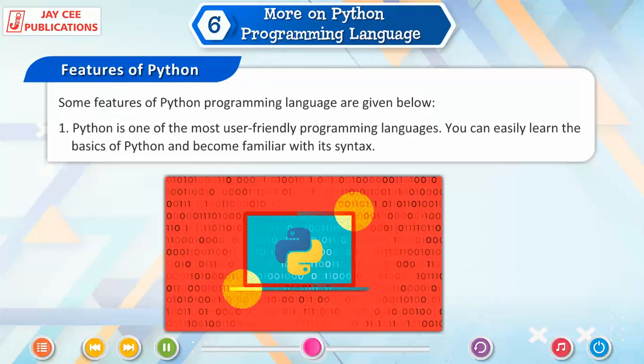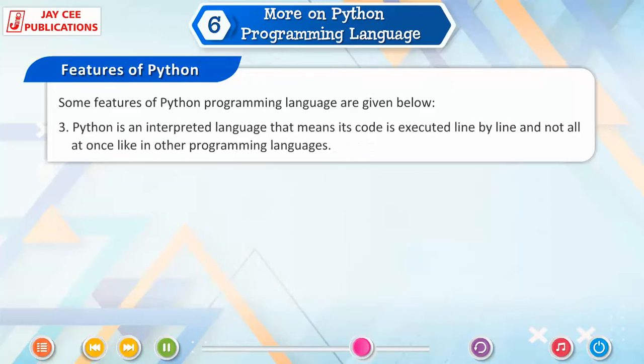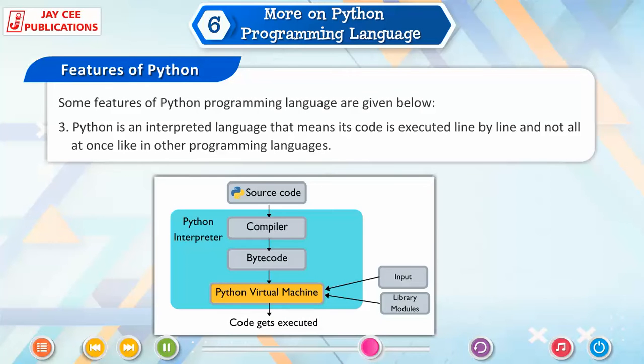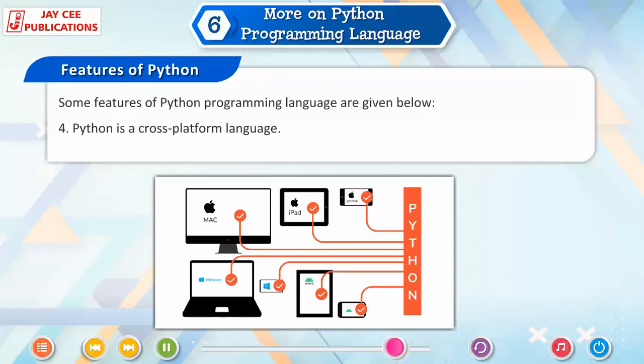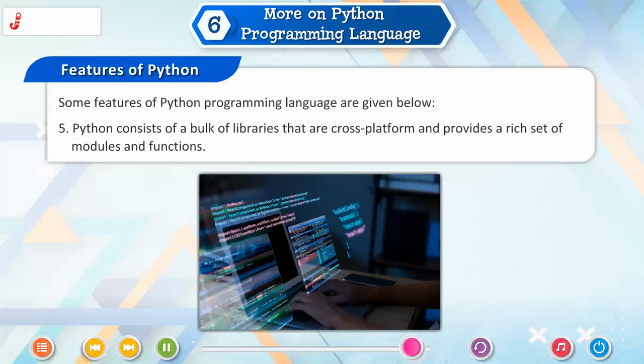1. Python is one of the most user-friendly programming languages. You can easily learn the basics of Python and become familiar with its syntax. 2. The syntax of Python is very easy. It generally comprises words from the English language. 3. Python is an interpreted language. That means its code is executed line by line and not all at once like in other programming languages. 4. Python is a cross-platform language. 5. Python consists of a bulk of libraries that are cross-platform and provides a rich set of modules and functions.